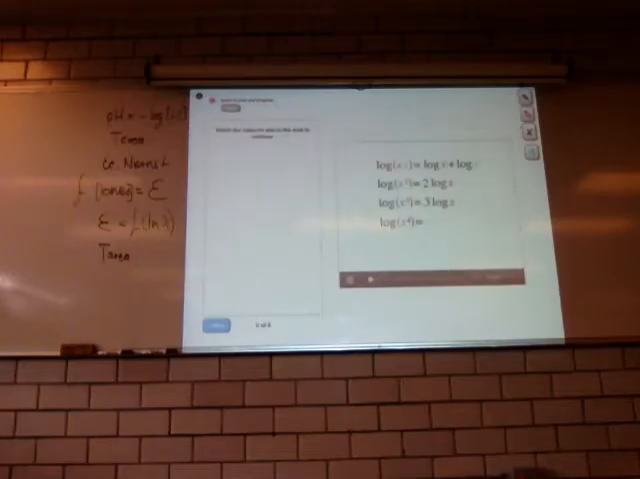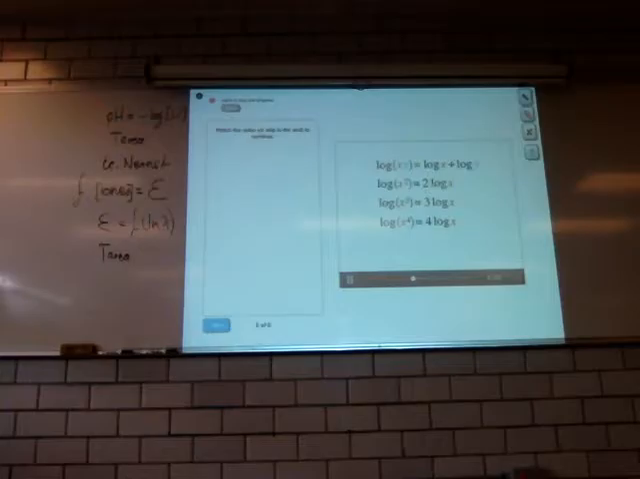Exactly right. The log of x to the fourth equals 4 log x. In general, which of the following do you think is a simplification of the log of x to the n?